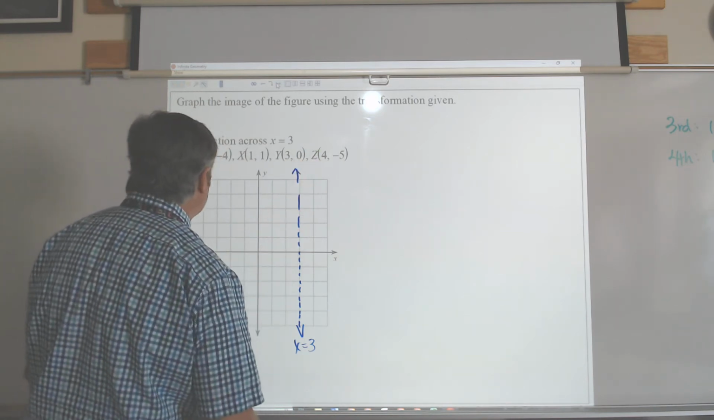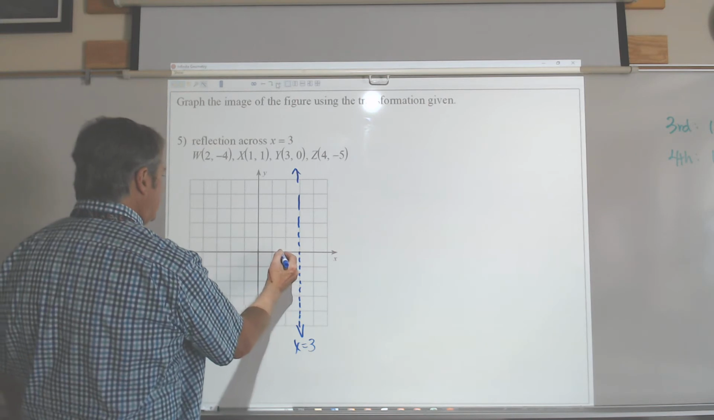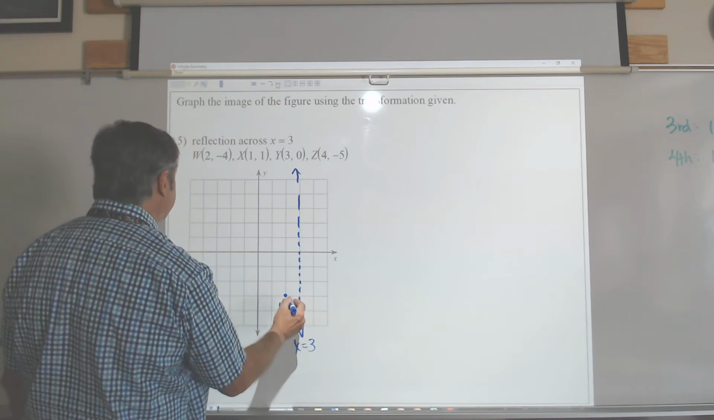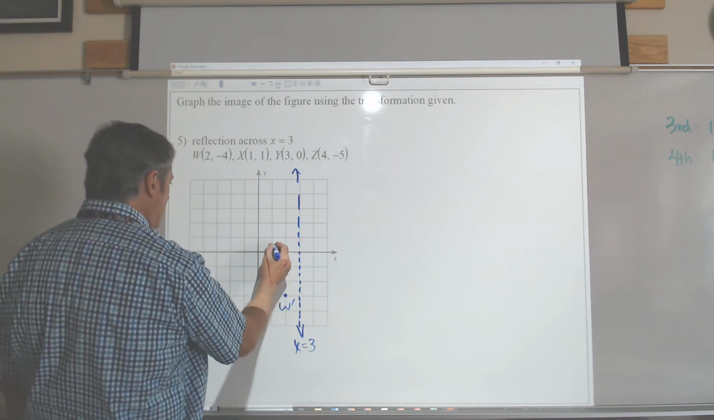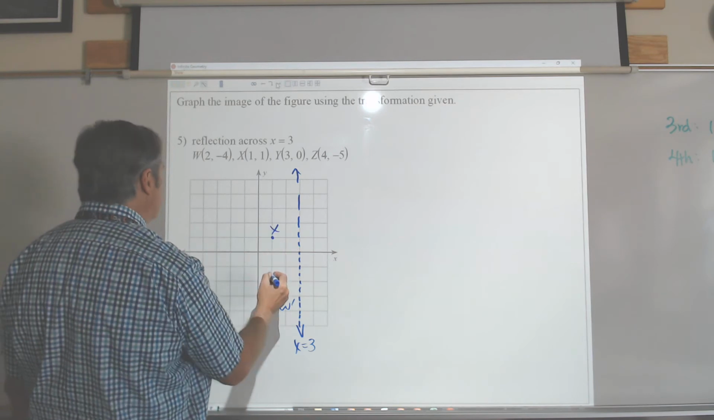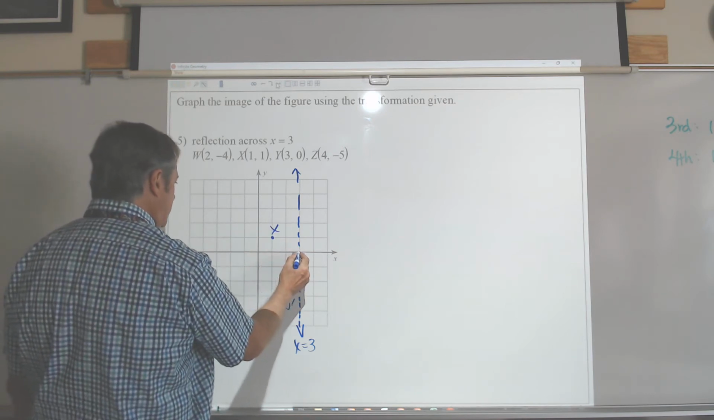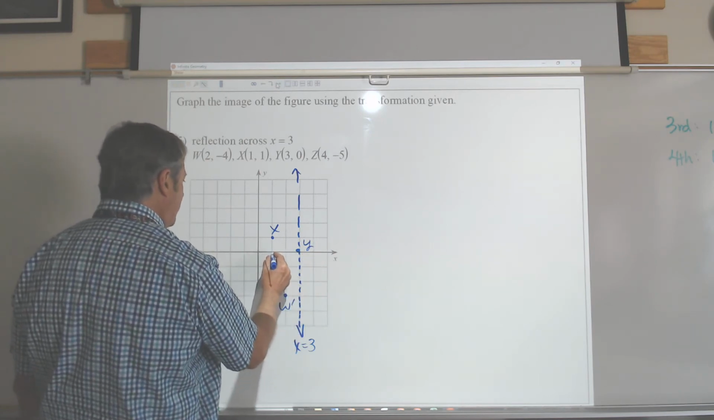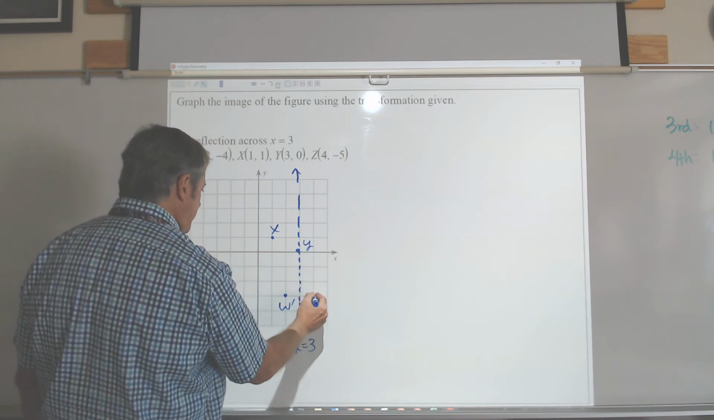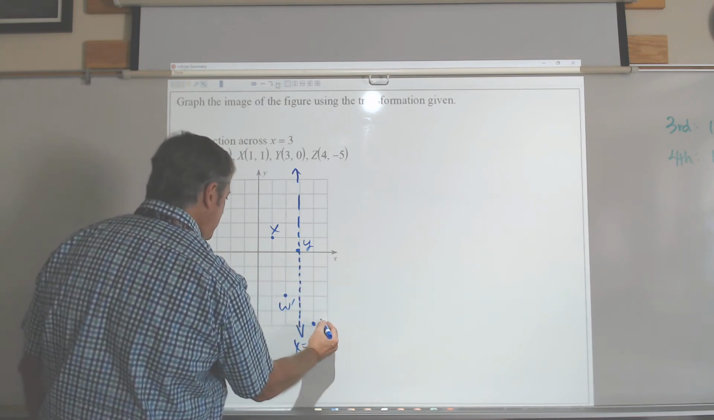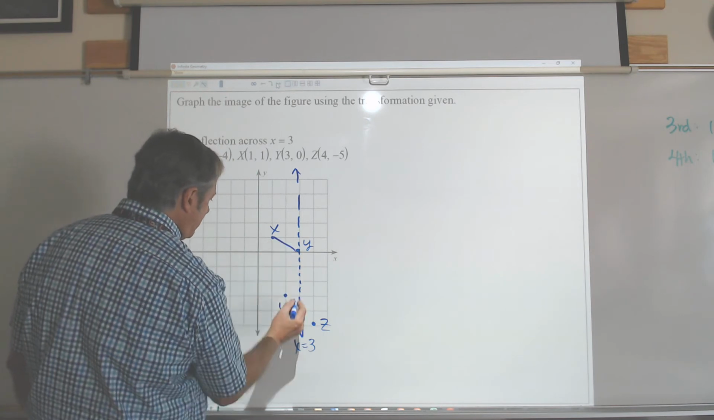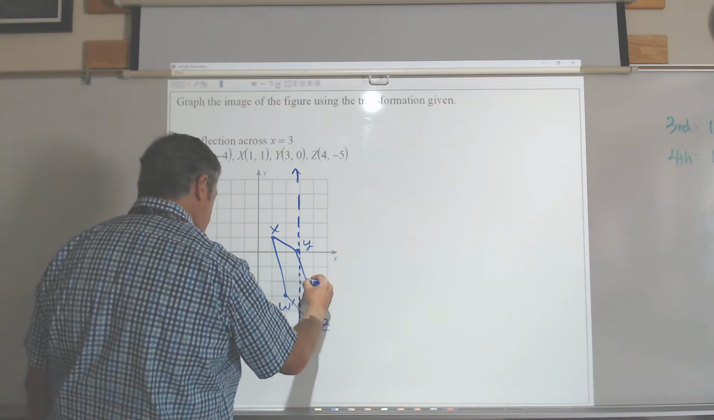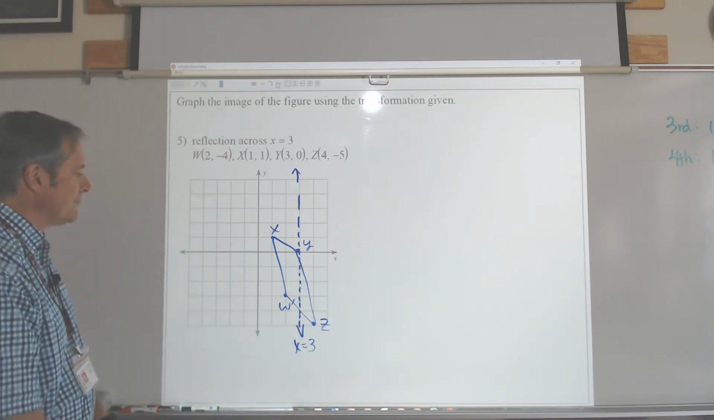Okay, so let's plot W, X, Y, and Z. So we got 2, negative 4. That's W. X is 1, 1. Y is 3, 0. And Z is 4, negative 5. 1, 2, 3, 4. 1, 2, 3, 4, 5. All right, so it looks kind of like a parallelogram. In fact, probably is. Oops, not too slick, but you got the idea.